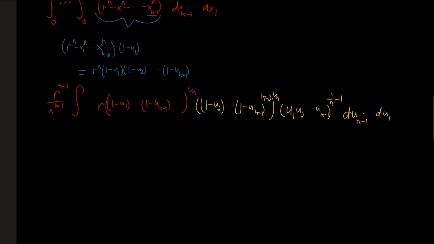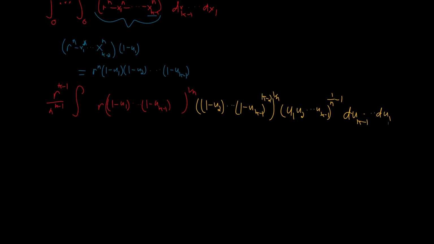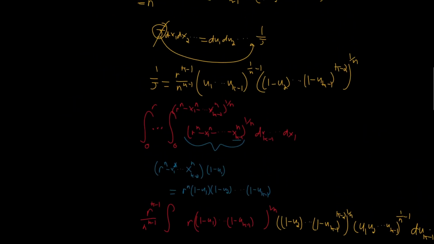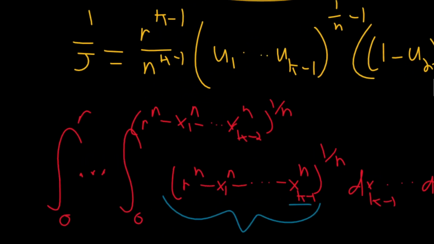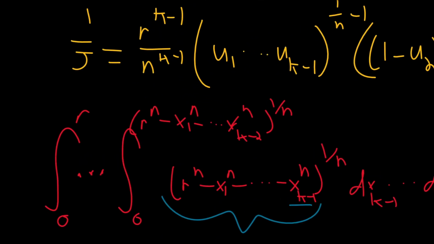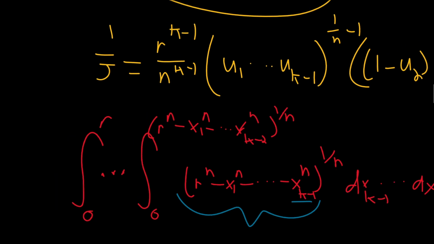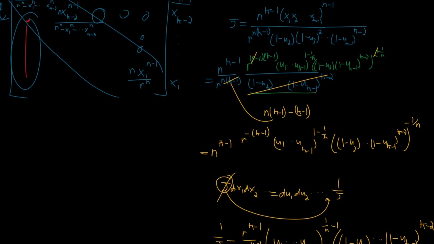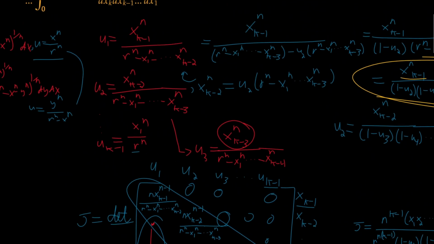So this is a very long integral, so let's change the bounds, shall we? Let's just take a look at this real fast, and then we'll do it in general. In the first case, our first bound is just r^n minus x1^n minus dot, dot, dot, x_{k-2}^n. So let's plug that into u1, because at the end of the day, that's the integral variable that is transforming.